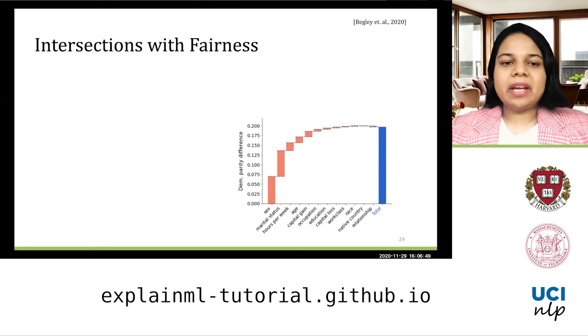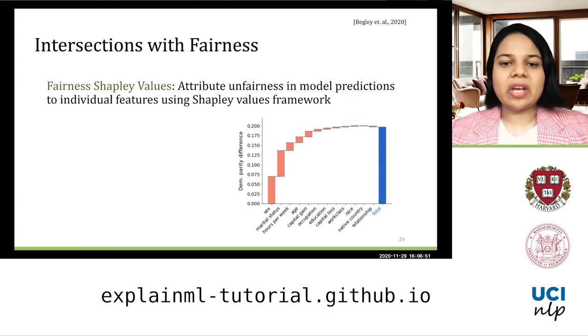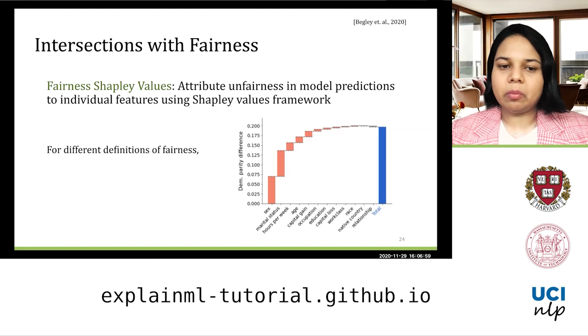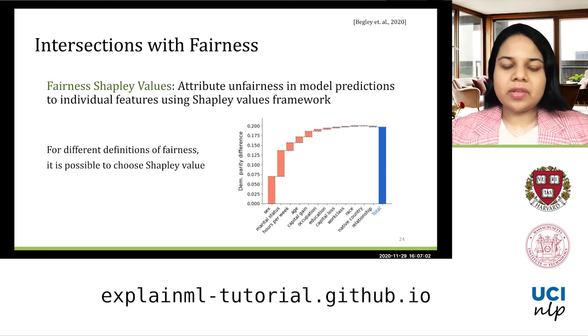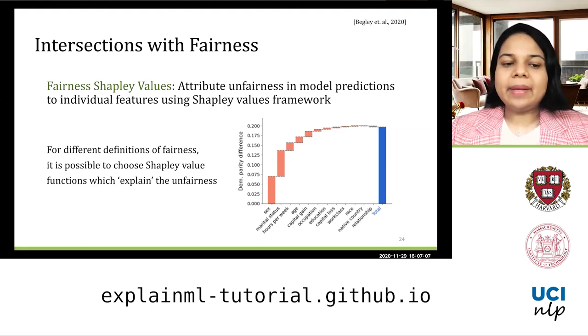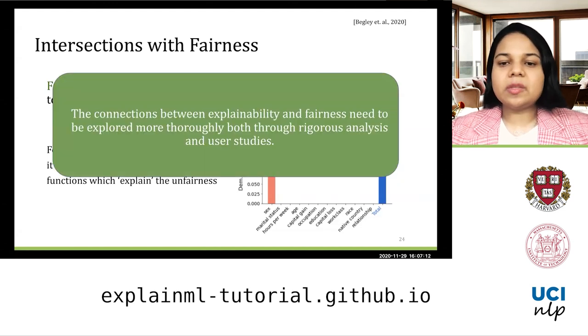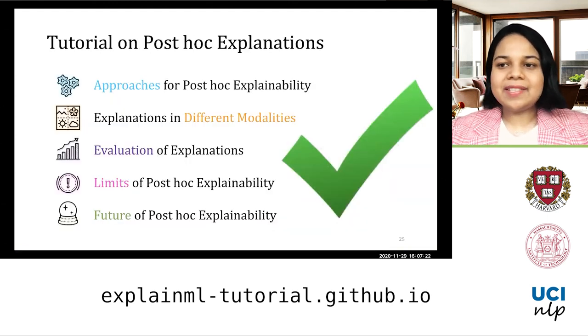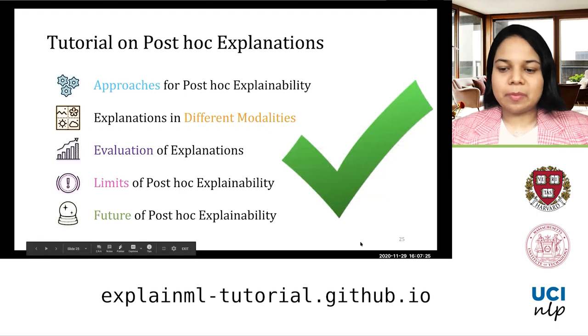There has also been some interesting recent work on fairness-Shapley values, which attributes unfairness in model predictions to individual features using the Shapley values framework. This work also demonstrates that for different definitions of fairness, it is possible to choose Shapley value functions which explain the unfairness. Again, the connections between explainability and fairness need to be explored more thoroughly, both through rigorous analysis as well as user studies. With that, we have completed our discussion on post hoc explanations.